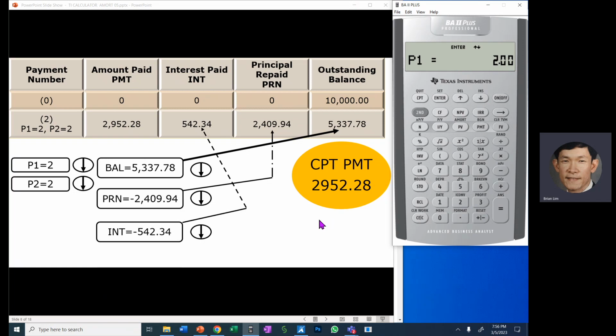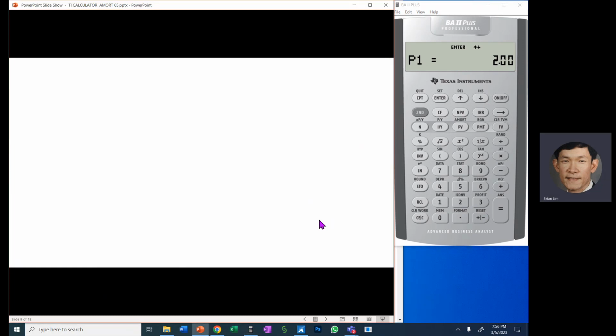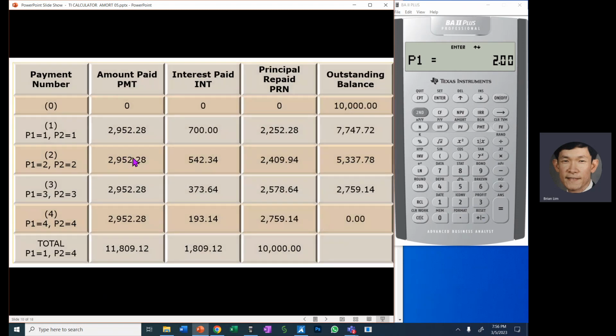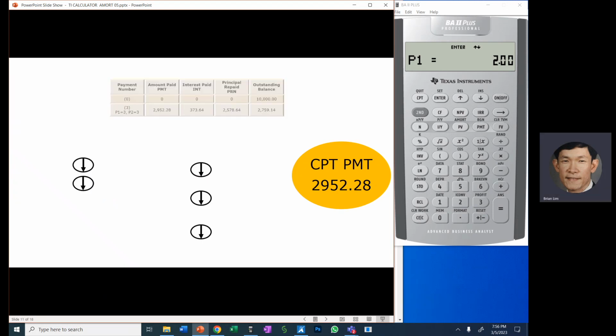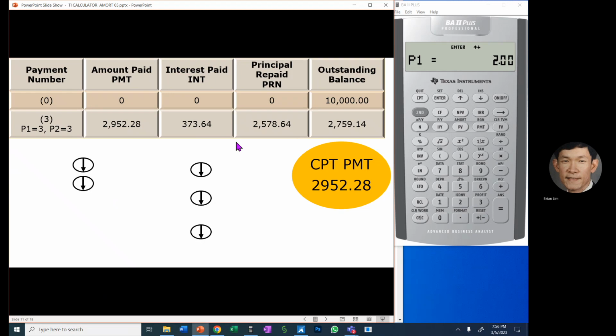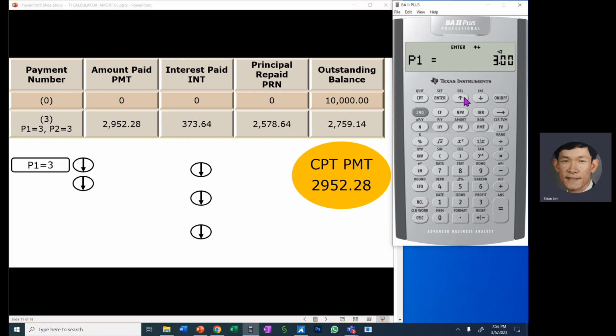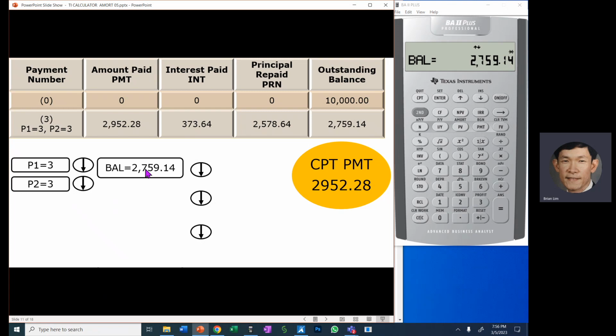So now we will go to payment number 3. We go back to the full schedule. We finished payment number 1 and payment number 2. Now we are going to payment number 3. Here is the schedule row for payment number 3. If we go here, P1 should be 3. So we click on 3 and enter P1. And then we come to get P2, and P2 will be 3 also. So we go 3, enter. And now we should get the balance. Let us see what the balance is.